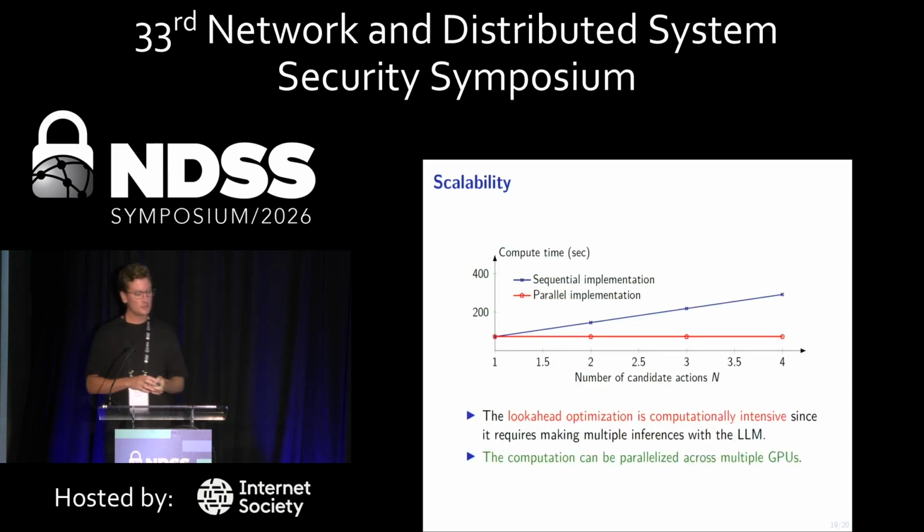Now, in terms of computational cost, there is a certain expense of using our method in the sense that it has to invoke the LLM many times to generate a response plan and do this lookahead optimization. And the number of invocations scales linearly with the number of candidate actions. But the good news is that you can do this evaluation in parallel on different GPUs. So the more GPUs you have, the more actions you can evaluate within the same time frame. So in that sense, our method is horizontally scalable.